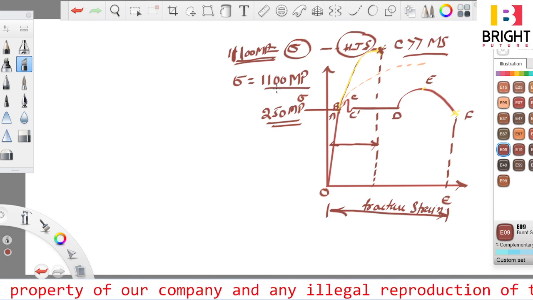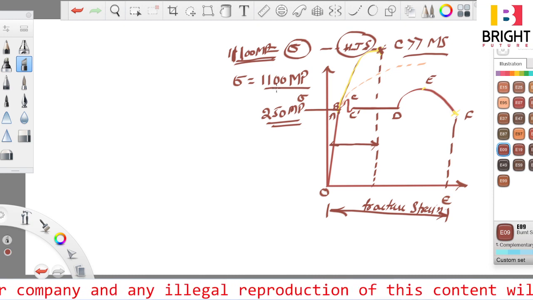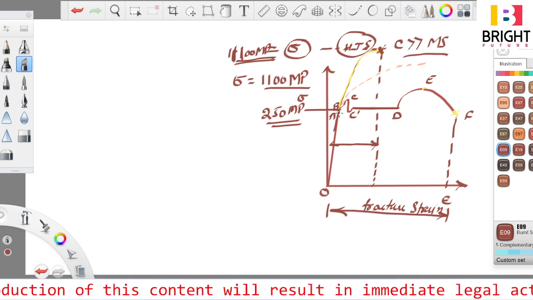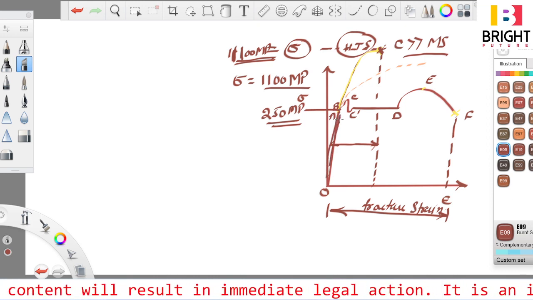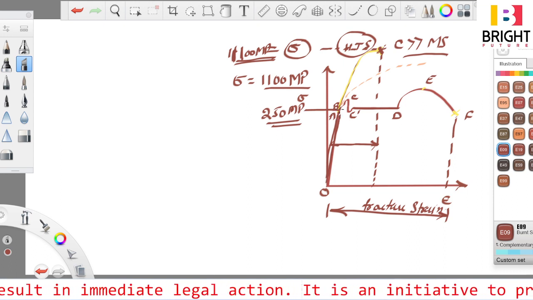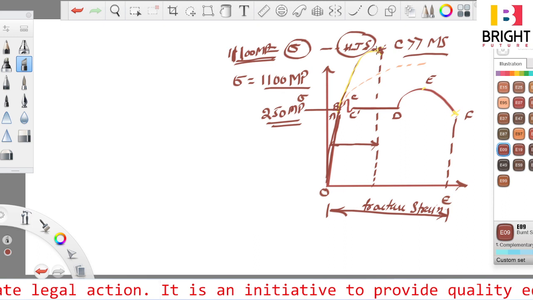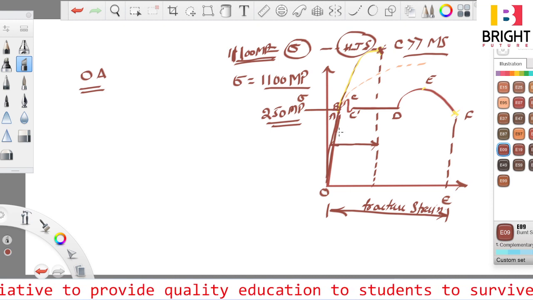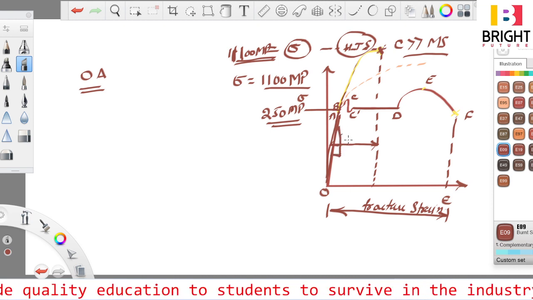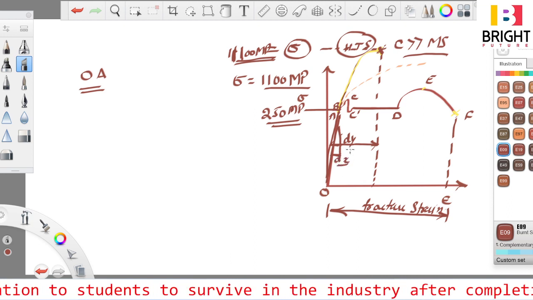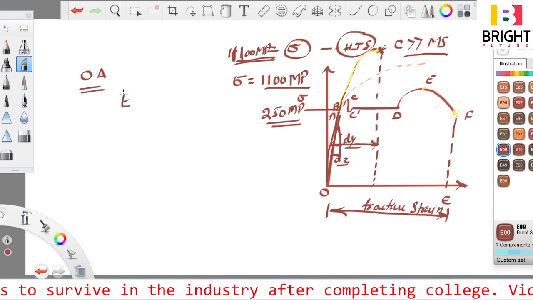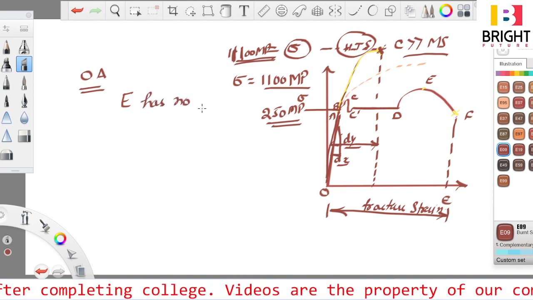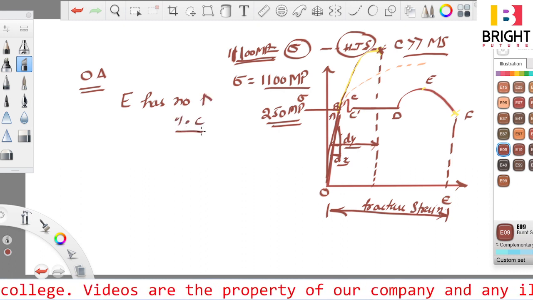Moreover, Young's modulus has no effect with increase in carbon percentage. This is another observation; that was the first observation. Another observation is that the line OA remains the same. Only this line is extended up to this particular point. So the region OA is the same. The slope of this line, dy by dx, will remain the same. So the Young's modulus of the material has no effect with increasing percentage of carbon, right?